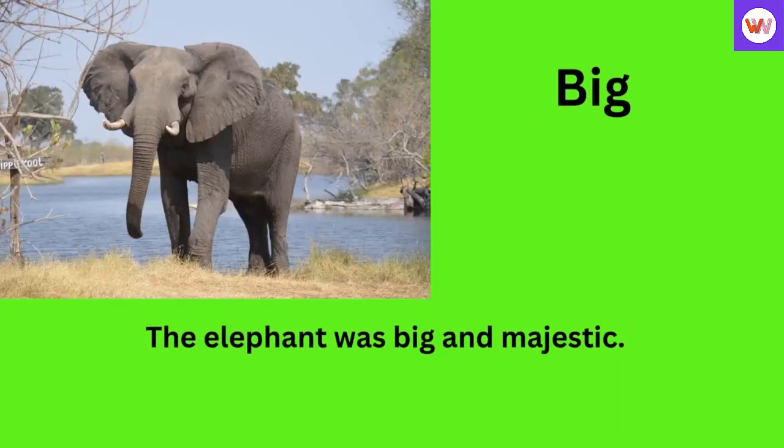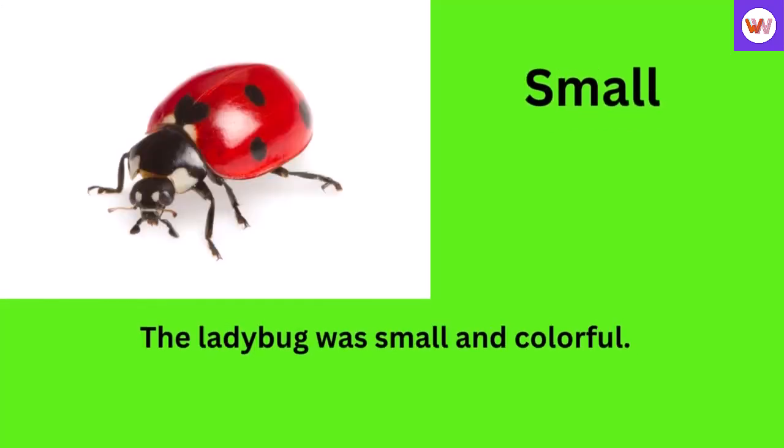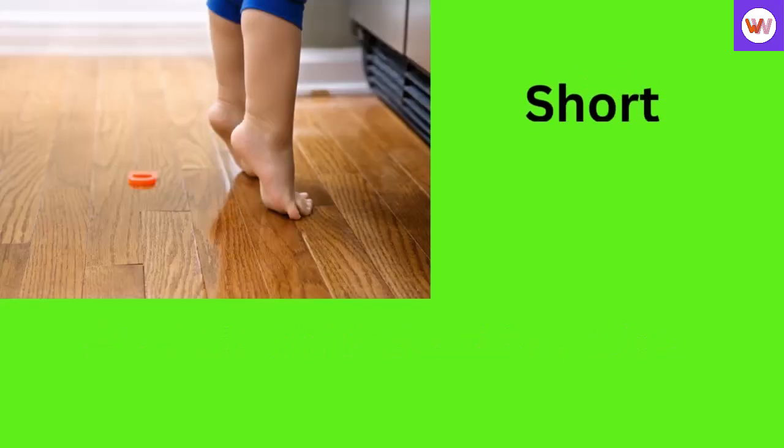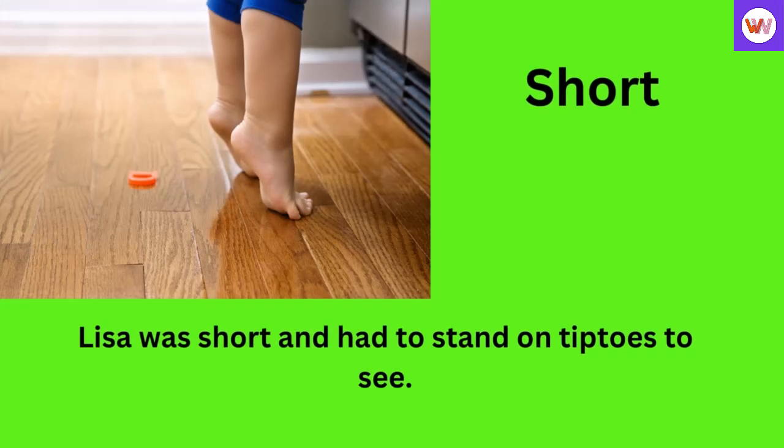Big. The elephant was big and majestic. Small. The ladybug was small and colorful. Tall. John was tall and could reach the top shelf. Short. Lisa was short and had to stand on tiptoes to see.